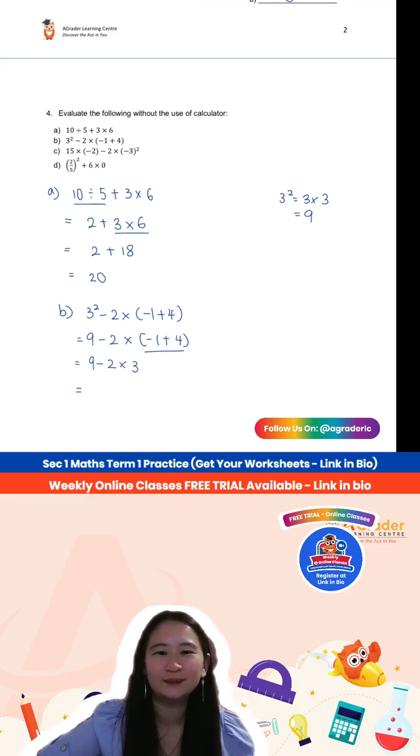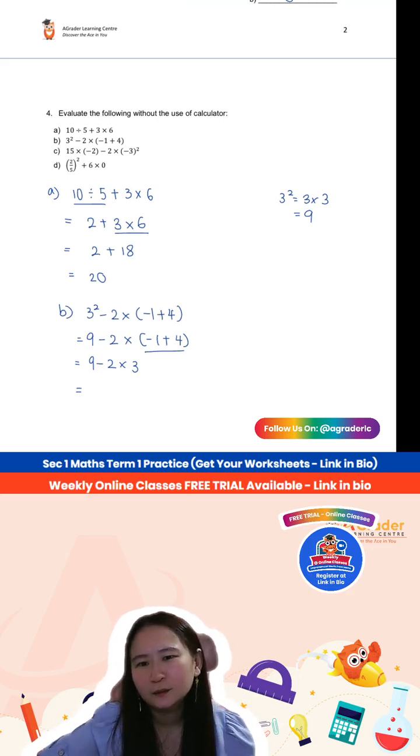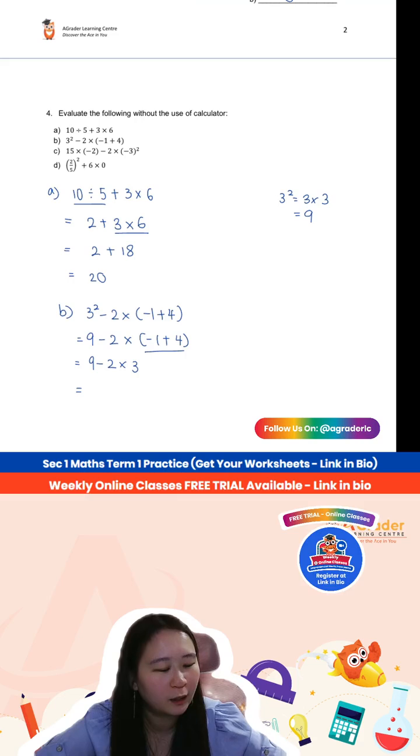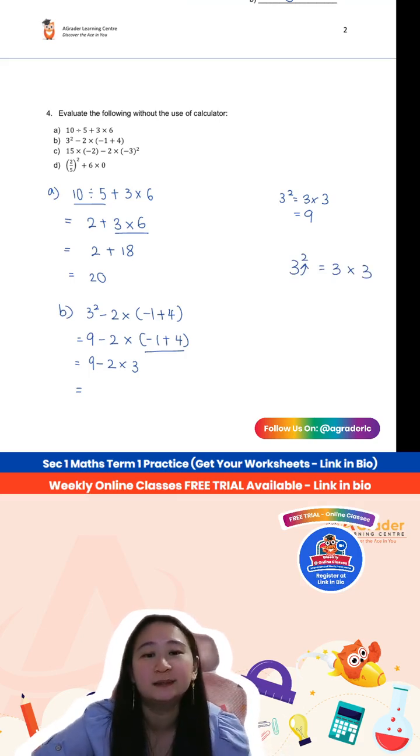Who is the new intern? What does 3 and small 2 mean? 3 is the base and 2 is the power. So this means 3 to the power of 2. Meaning this is 3 times 3, multiplied by itself 2 times.